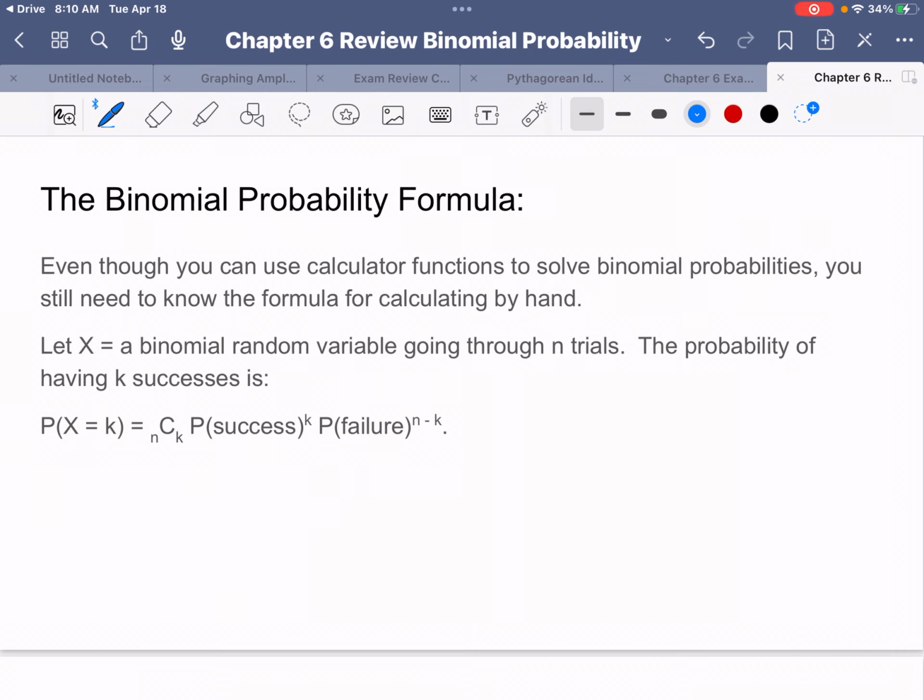Let X equal a binomial random variable going through n trials. The probability of having k successes is given by the probability that X equals k is equal to nCk. That's the combinations formula. It tells us how many different ways that k successes can occur, multiplied by the probability of success to the k power, multiplied by the probability of failure to the n minus k power.